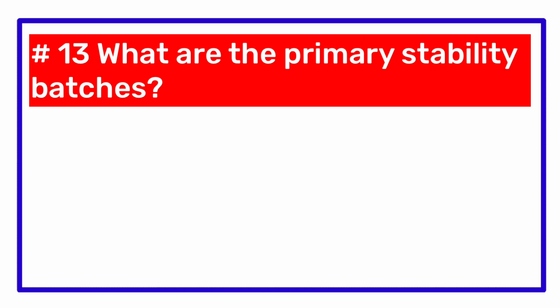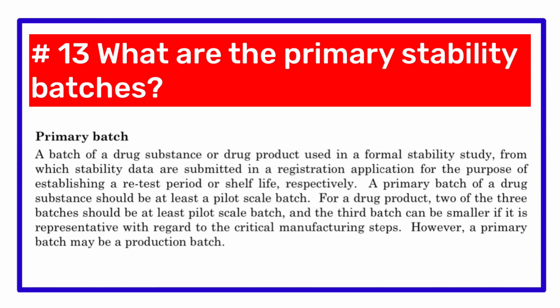Question number 13. What are primary stability batches? So the answer to the question is primary stability batches are the batches of a drug substance or a drug product which are used to carry out the formal stability study. And the analysis data generated from these batches is submitted to regulatory agencies for the registration of the application for the purpose of establishing retest or shelf life respectively.